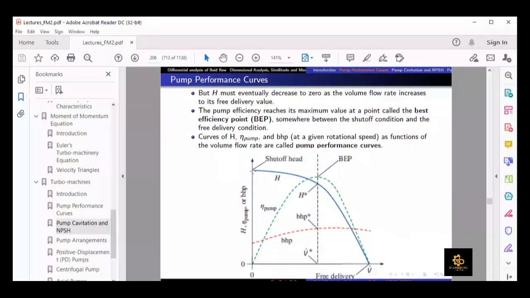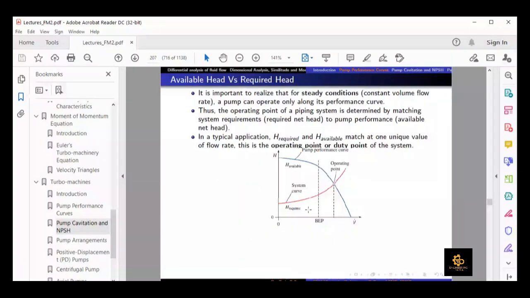So that head is the head which is available to us, right? But then there is another head which is required by the system. Now this blue line here, as I discussed in the last class as well, shows the net head which is available for the fluid to have, right?